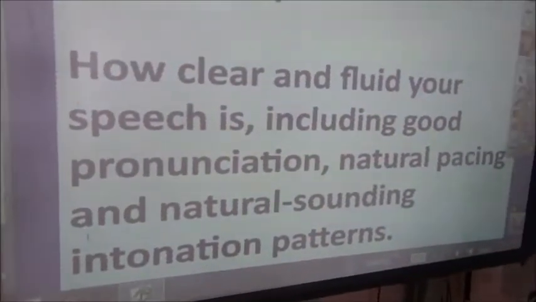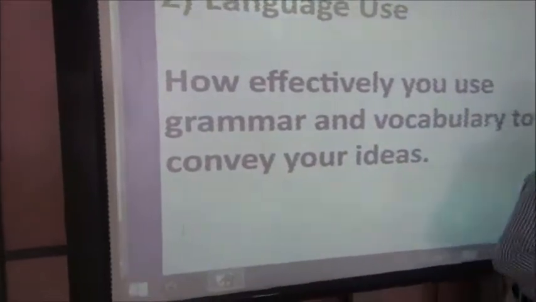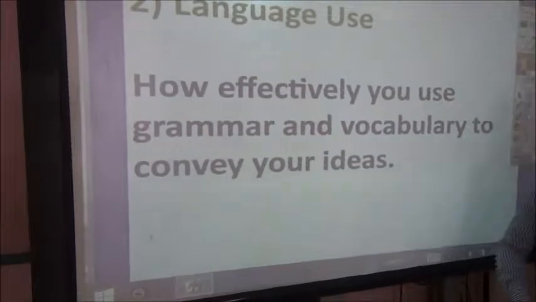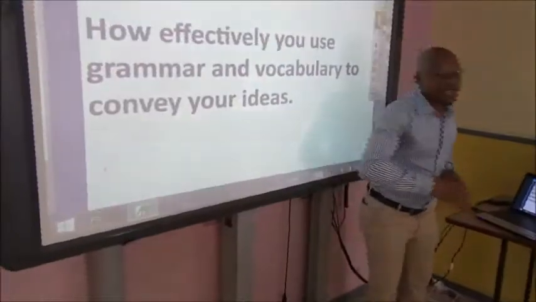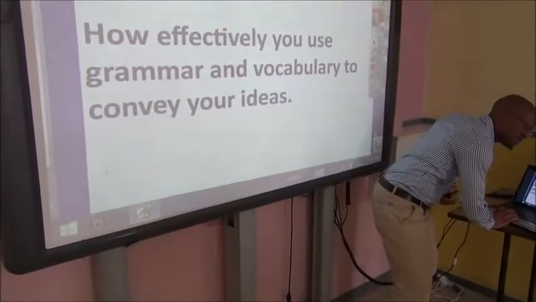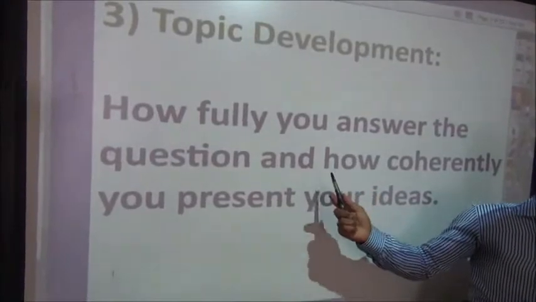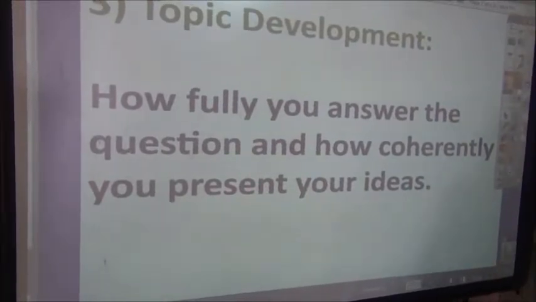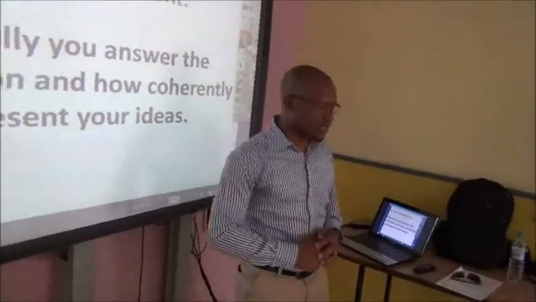The second scoring criterion would be language use. Under language use, we're going to see how effectively you are able to use good and correct grammar, as well as vocabulary to convey your message. And the last criterion we're going to use to assess would be topic development. How fully have you, as the test taker, answered the question you are asked? And how coherently have you presented your ideas so that it is clear to everyone?